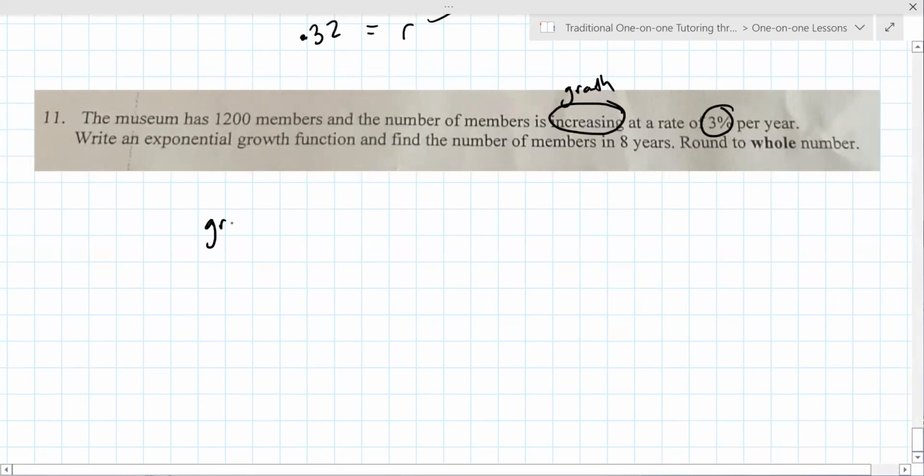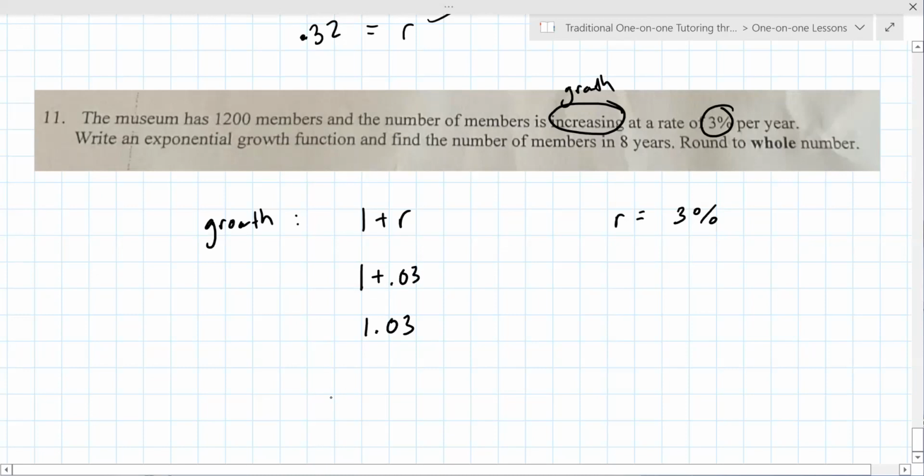So since it's growth, you have to say, oh yeah, that's 1 plus r. Well, your r is 3%. It says the rate is 3%, but you don't work with percentages. You convert that to decimals. What is 3% as a decimal? 0.03. Good. So this is 1 plus 0.03, which is 1.03. And that's the number that goes in the formula.